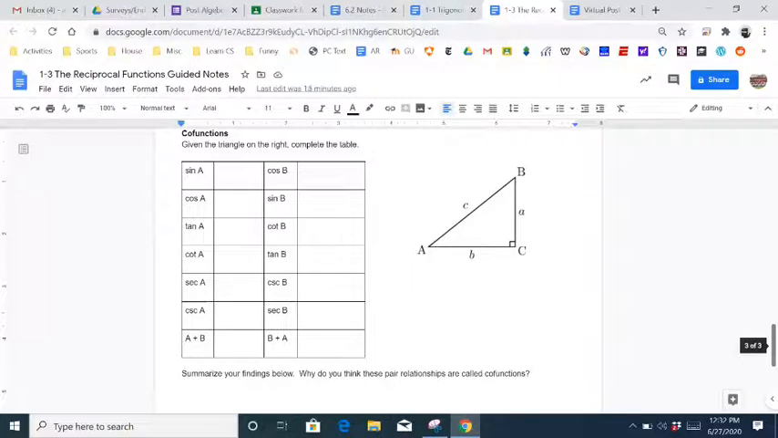Now pause the video, complete the activity on your own, at your own pace, and then hit play when you want to see the answer.